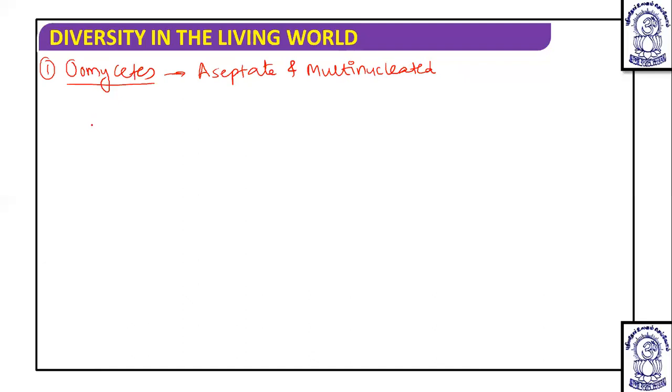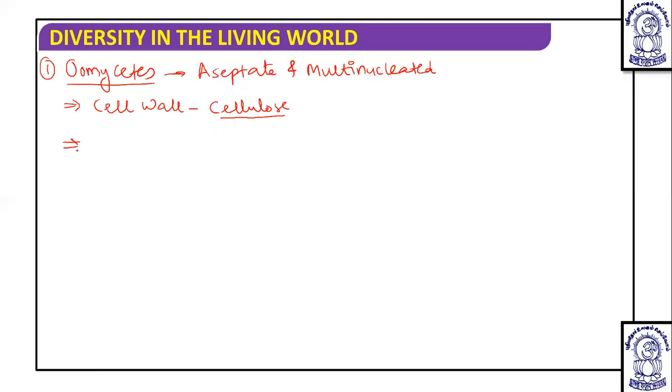Now, apart from this, when we talk about oomycetes, one of the important points is that the cell wall of oomycetes is made up of specifically cellulose or glucose derivative. Otherwise, in the majority of fungi, the remaining classes, you will see that the cell wall is made up of chitin.